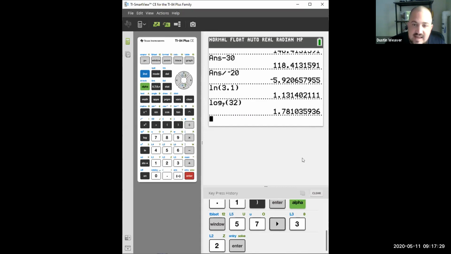And it says to the nearest thousandth, so that's 3 decimal places. So you got 1.781. That would be number 4, 1.781.